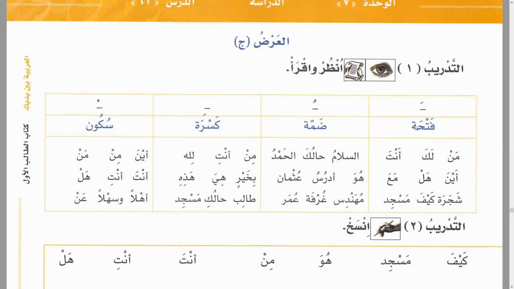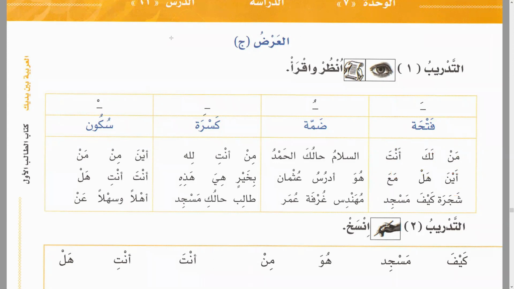So what is a fatha? Fatha is something which begins with a, this is a fatha. Man, laka, anta, aina, right? All these signs are fathas, right? Fatha, which comes on top. Laka, anta, ma, hal, and all these are fathas. Shajara.